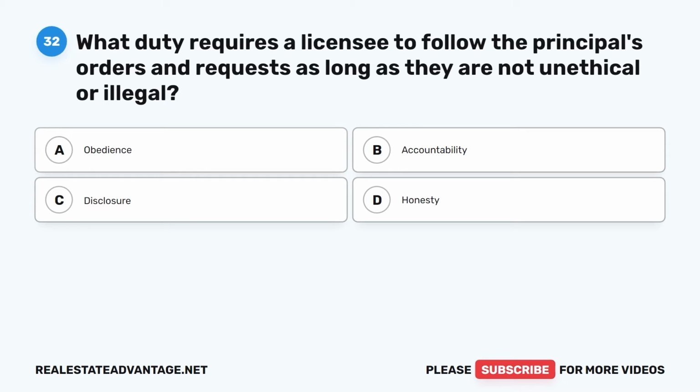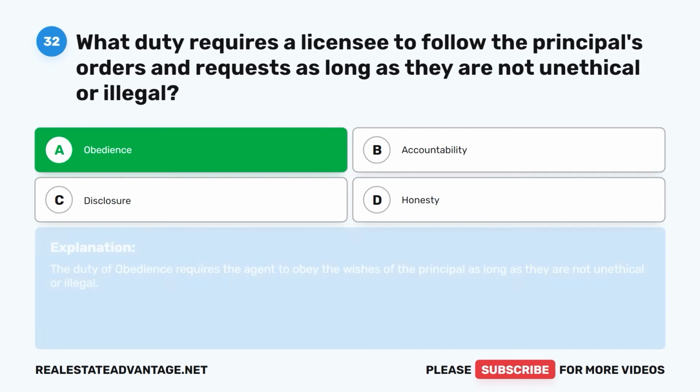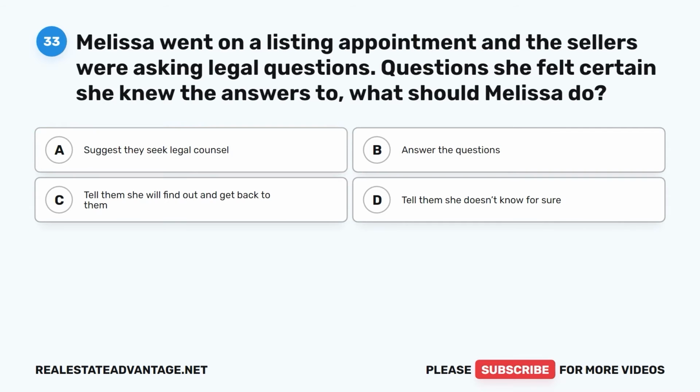Question 32. What duty requires a licensee to follow the principal's orders and requests as long as they are not unethical or illegal? A. Obedience. B. Accountability. C. Disclosure. D. Honesty. The correct answer is A. Obedience. The duty of obedience requires the agent to obey the wishes of the principal as long as they are not unethical or illegal.